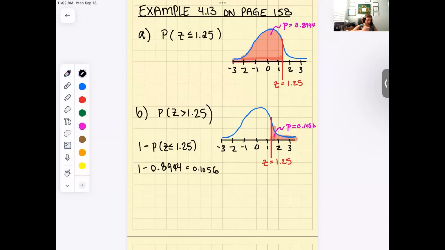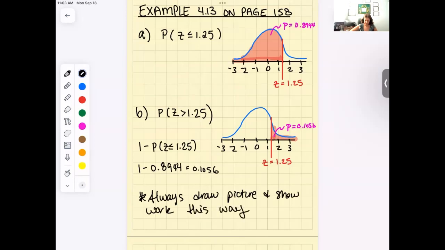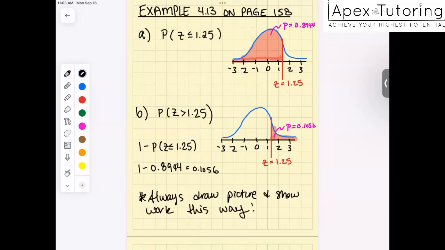So just make a note to yourself that you need to always draw the picture and show your work, like we just did, to get full credit. Questions?